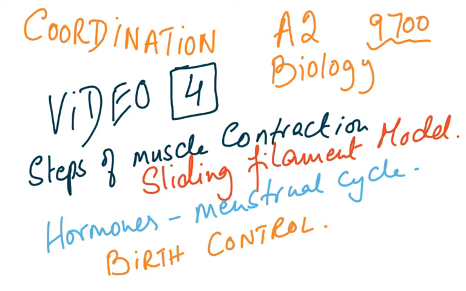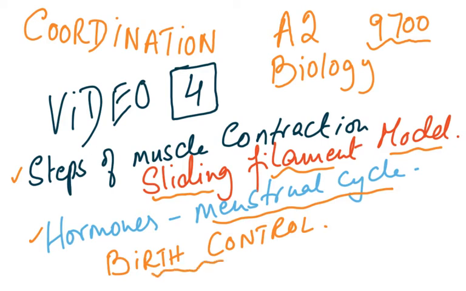The topics covered here are number one, steps of muscle contraction, which is the famous sliding filament model, and we're going to be discussing that. The next topic is hormones and the menstrual cycle. Now, this is all part of coordination, as you remember, the nervous and the endocrine coordination. And then there's a little short bit about birth control.